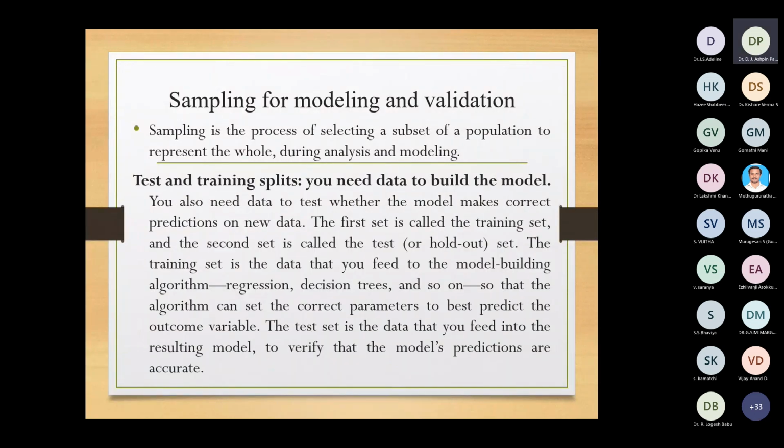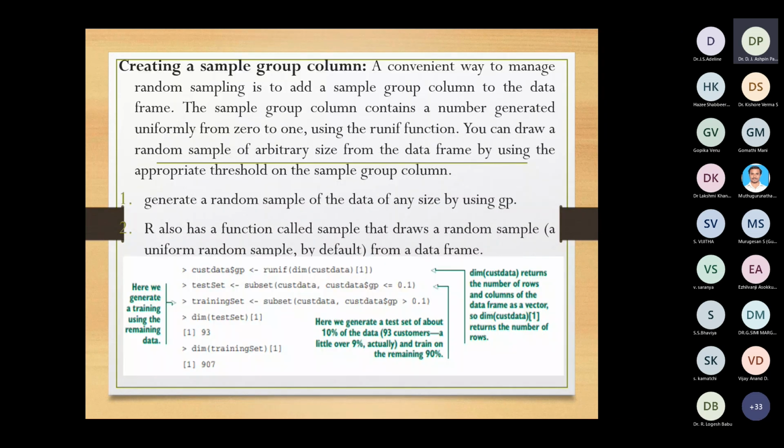And then sampling. Sampling is very important, right? For modeling and validation, sampling has to be done, which means you need to split your data for testing and training. In R programming, to split your data, you have to use GP. You see this code, you see this command.